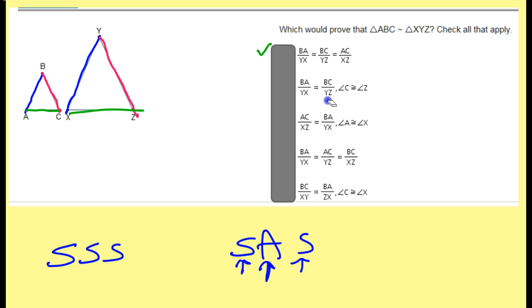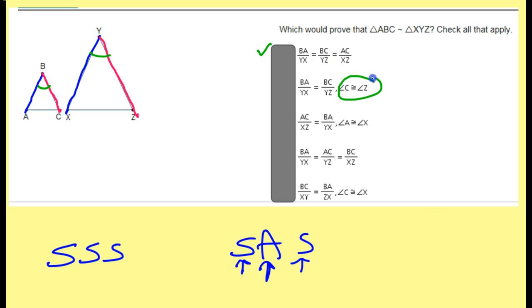Now the second one, it looks like they're going for side, angle, side. Because we have 2 pairs of corresponding sides and 1 pair of congruent angles. These are the same sides that we mentioned before, BA over YX and BC over YZ. So it's just a matter of if the angle is correct. If these are the corresponding sides, then the congruent angle has to be the one in the middle. It'd have to be angle B and angle Y.